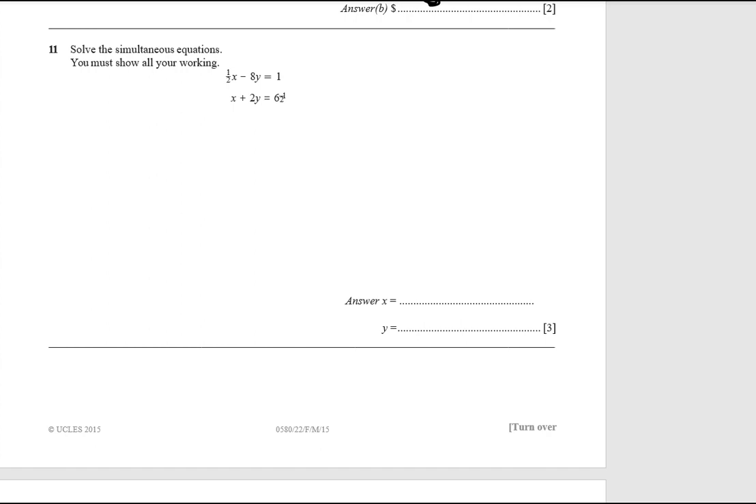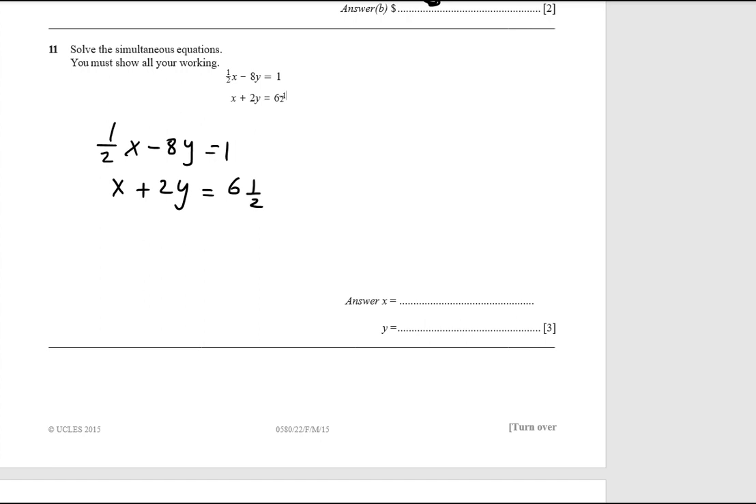Solve simultaneous equations. You must show all your work. So we have two equations and we need to solve them. The first equation is half x minus 8y equal to 1. The second one is x plus 2y is equal to 6.5.